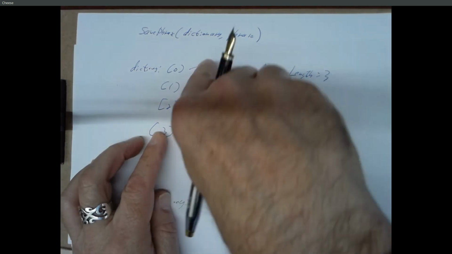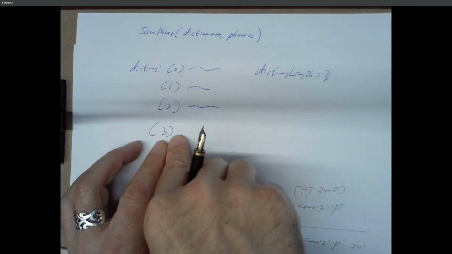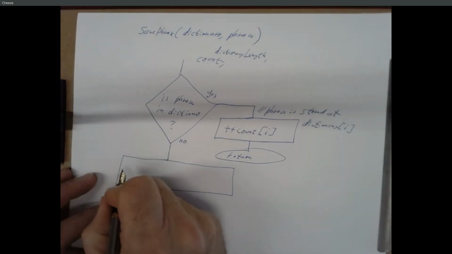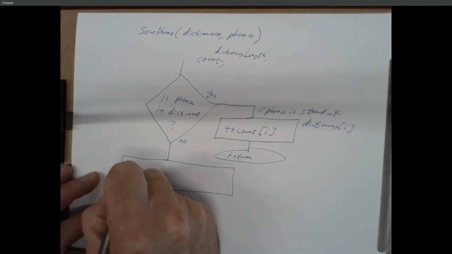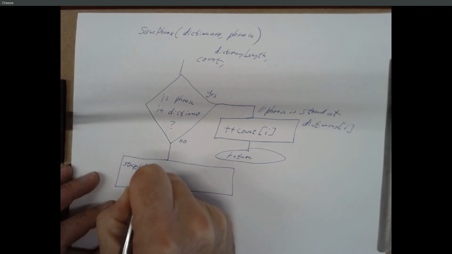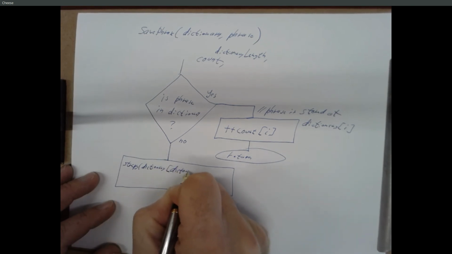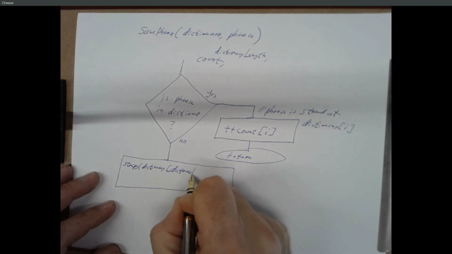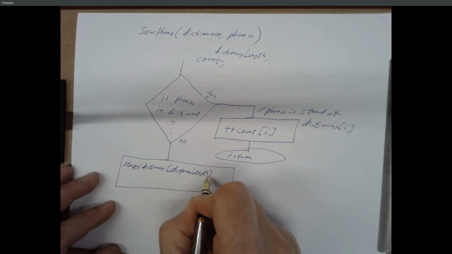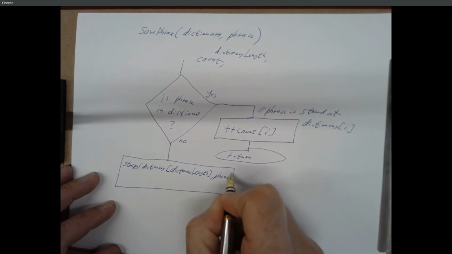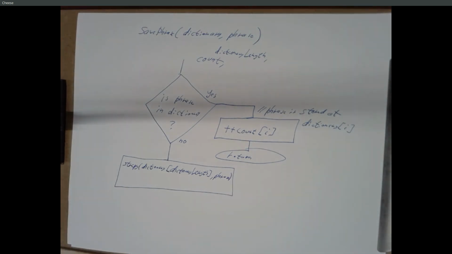If length is 3, we've got things in these 2 spots. The next phrase would go into the 4th location, which is index 3. So all you need here is string copy, dictionary[dictionary length], comma phrase. So dictionary[dictionary length] is the next location that's available, and just copy your phrase into that spot.